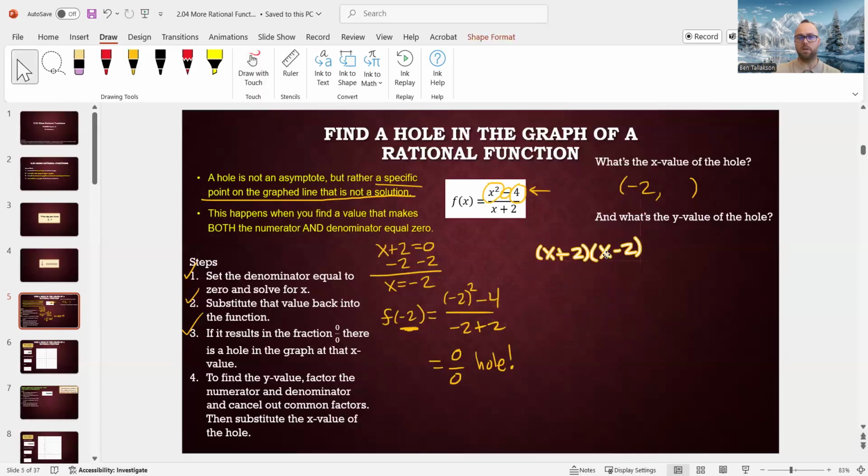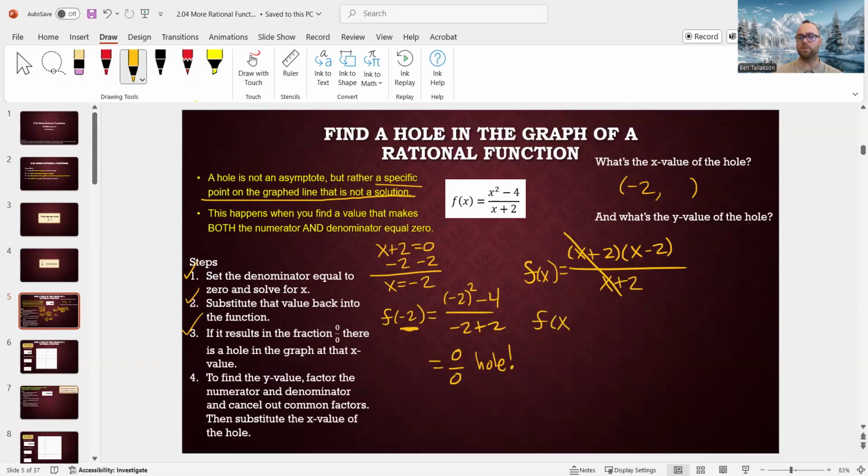So I'm going to move this up here, and I'm going to rewrite my entire function with that factored numerator. Now, what about the denominator? Can I factor x plus 2 anymore? No, that is plain as can be. And lucky for us, that is the same as this factor in the numerator. So bingo, we accomplished exactly what we were hoping for to simplify our function.